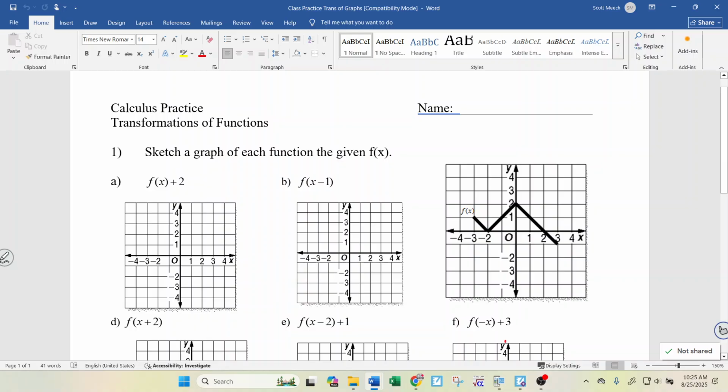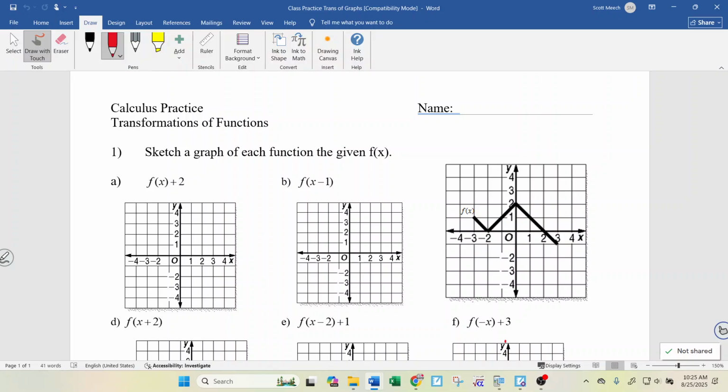So as we talk about graphs, do we remember how we can move graphs? If we have a graph, do you remember what the +2 on the outside does? Moves it up. So we would take that graph and move it up, which would then look like that, right? Take that graph from the right and move it up.